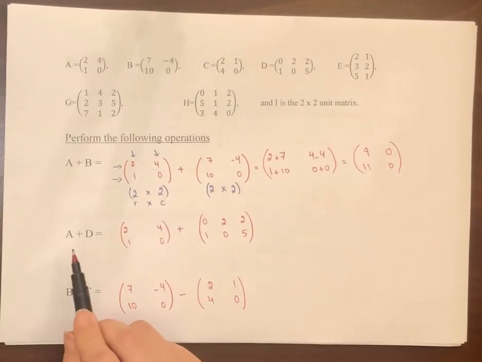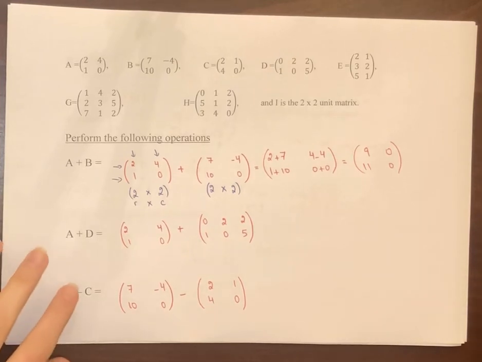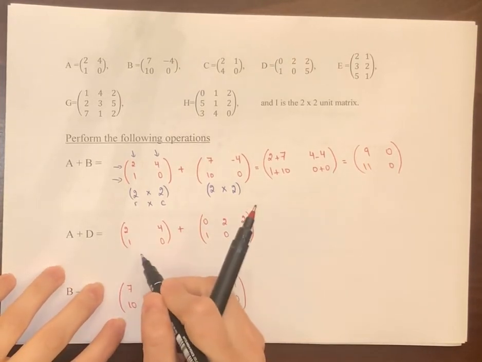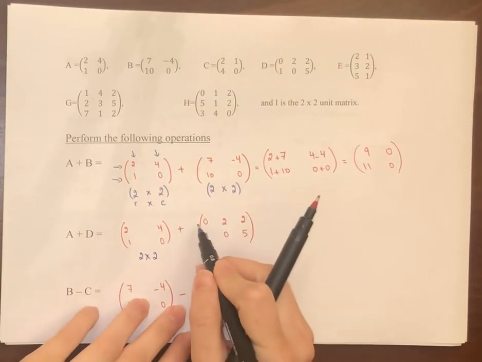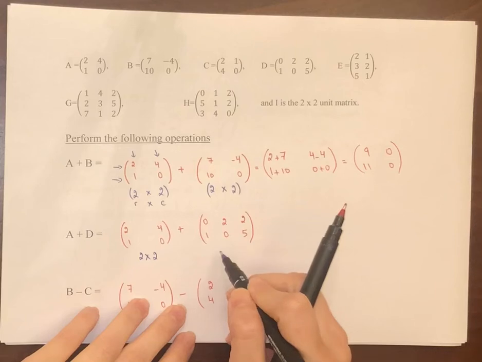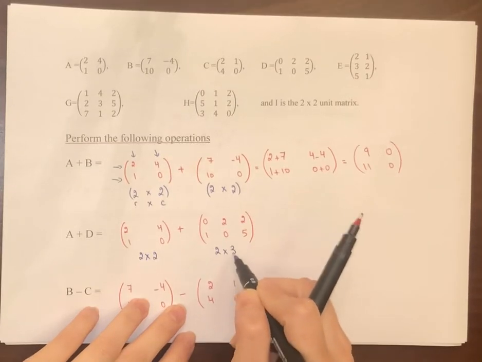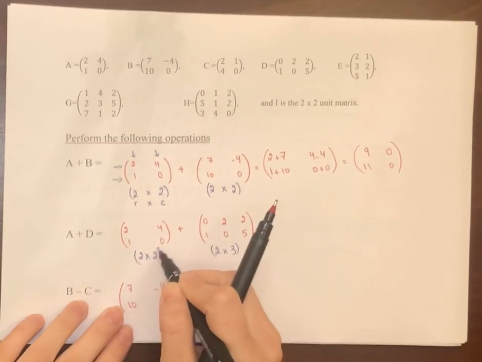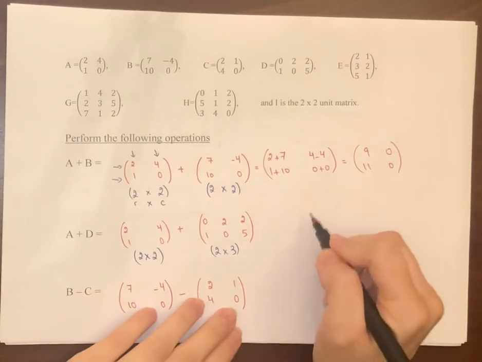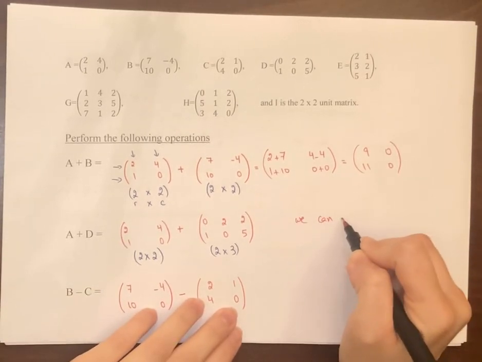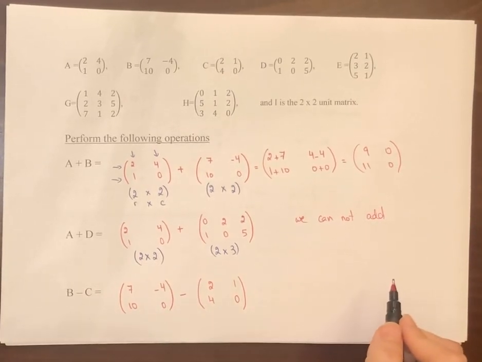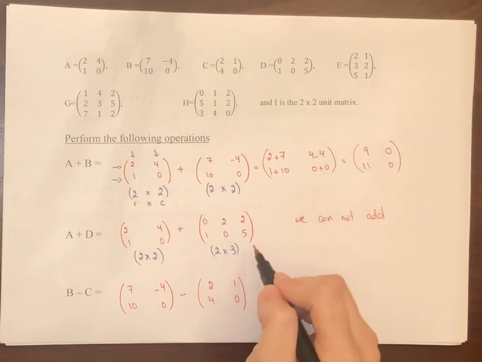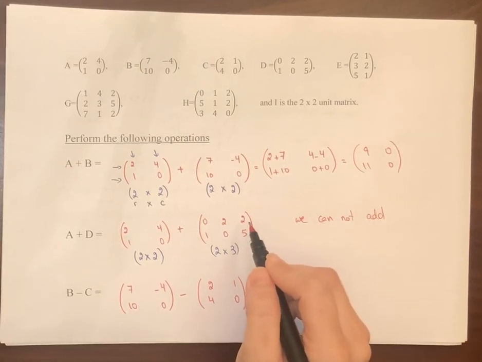Now to add A plus D, let's check the dimensions of each. Over here, it's a 2 by 2 matrix. Over here, we have 2 rows and 3 columns. So it's a 2 by 3 matrix. So we cannot add. Over here, we stop. We cannot add because they do not have the same dimensions. The third column over here in the D matrix cannot be added with anything.